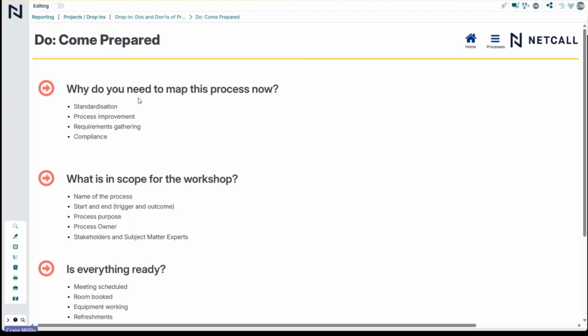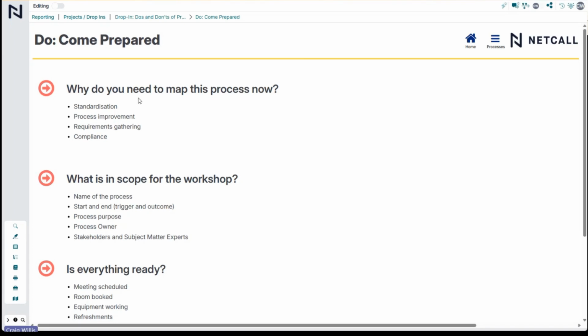The thing is that stakeholders and subject matter experts are very busy. They've got full-time jobs to work at. So the more prepared you can be before you start the workshop, the better use of their time you can make. And generally people will appreciate it if you can do that.